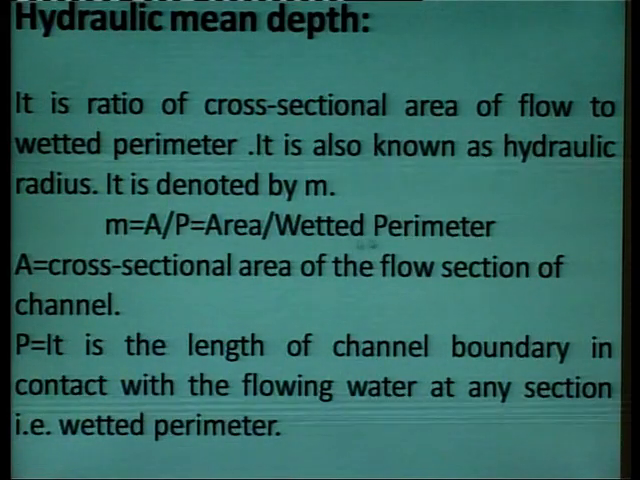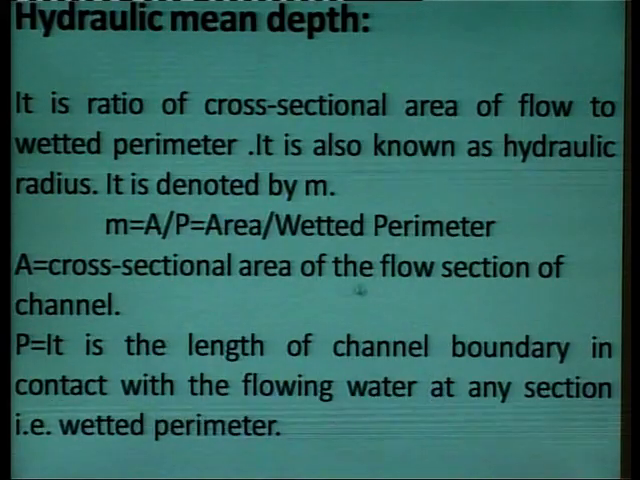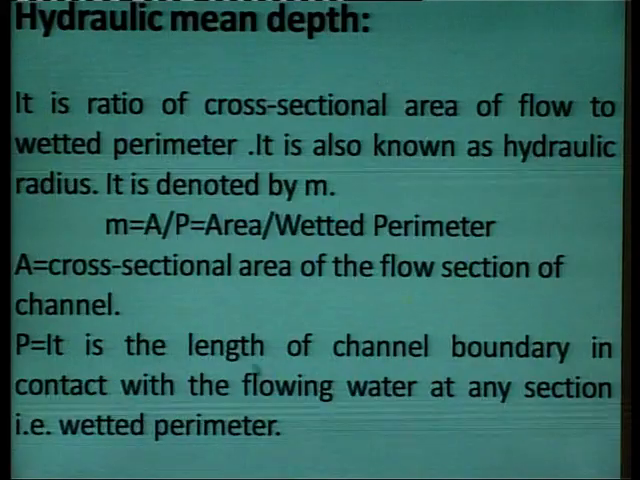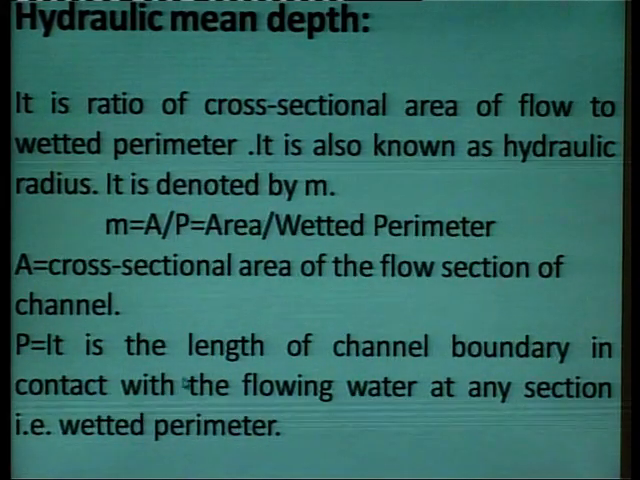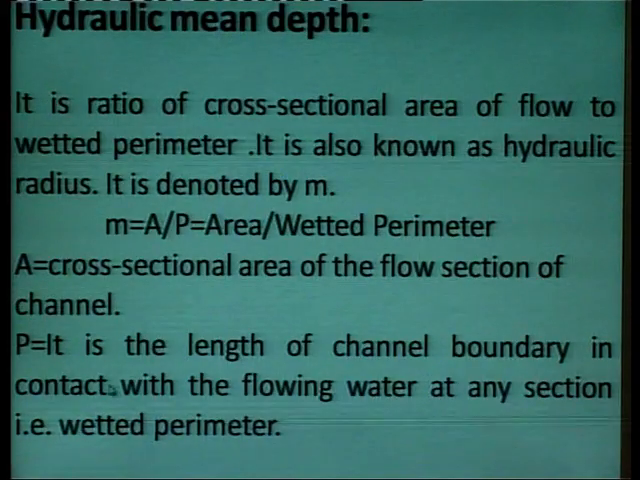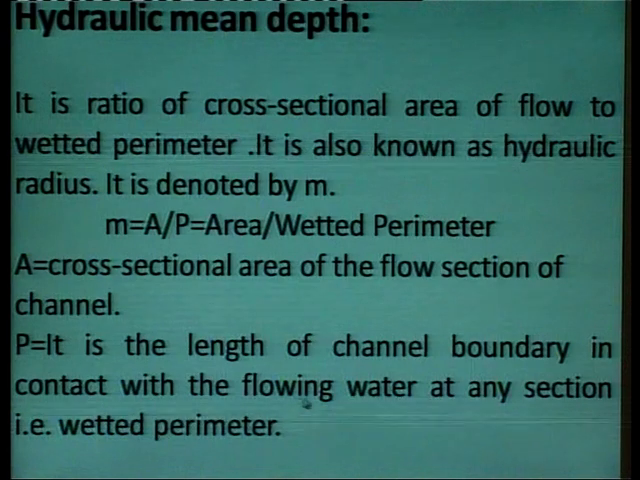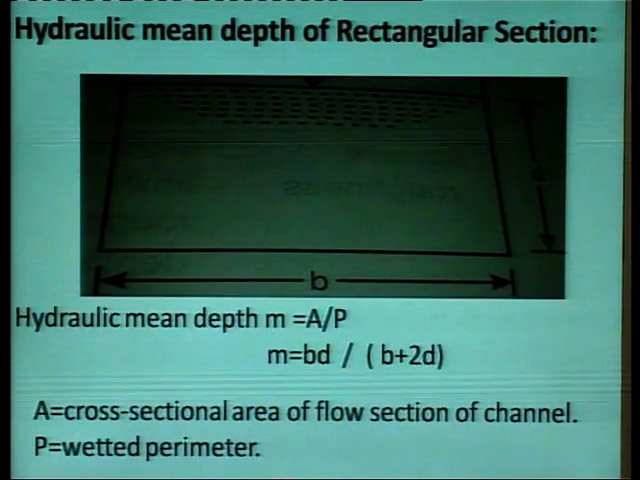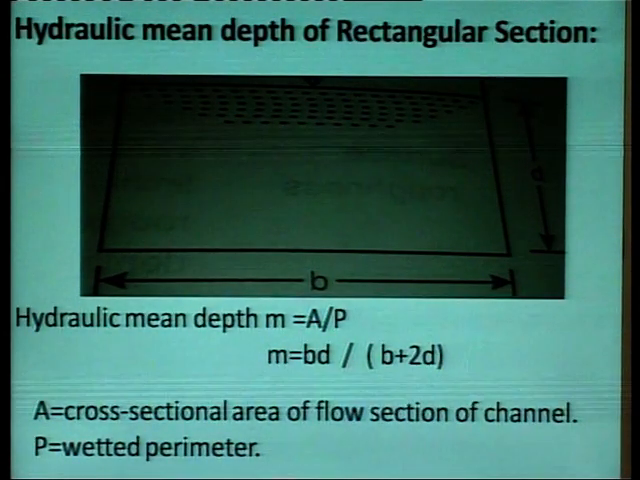Where A is the cross-sectional area of the flow section of the channel, and capital P is the length of the channel boundary. We can say wetted perimeter means the length of the channel boundary in contact with flowing water at any section. Now, hydraulic mean depth in case of the different sections we will discuss.